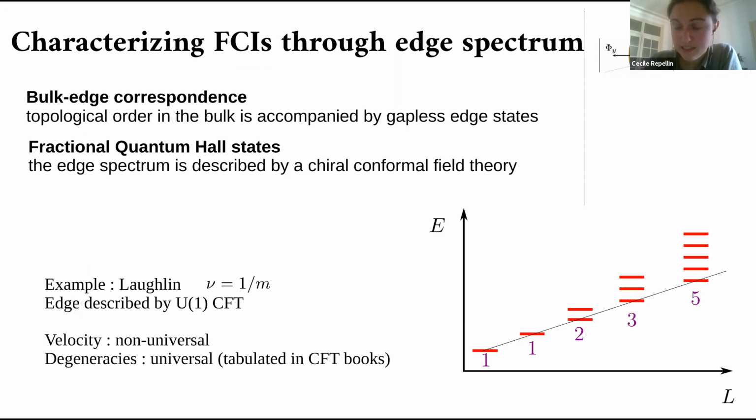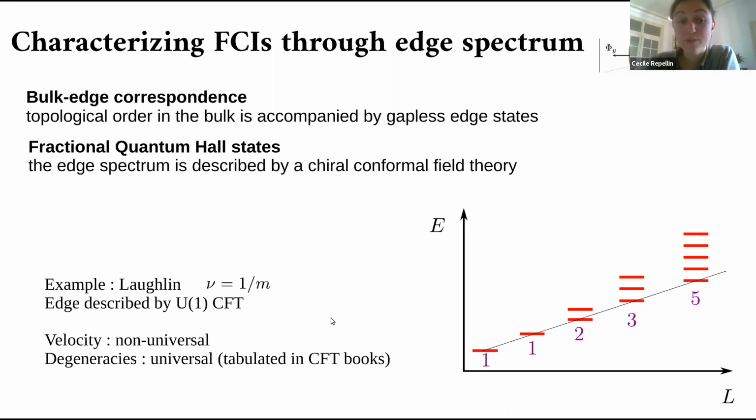And it looks like this. What you expect for the edge spectrum is a series of states. You expect a chirality, which I've represented by this black line here, and I'm representing the spectrum as a function of, for example, angular momentum. And what you expect here is a given degeneracy: 1, 1, then 2 states, 3 states, 5 states.